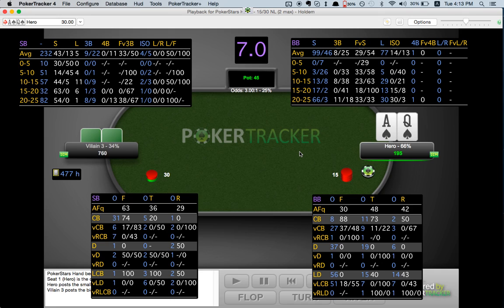Now moving on to the post-flop stats. The blue columns, O is the number of opportunities. FTR is for flop, turn, and river. At the top row, we have AFQ, aggression frequency quotient, for the flop, turn, and river. Now the post-flop stats are based on an entirely new concept. It's a little bit involved, so I'm going to need to explain it.